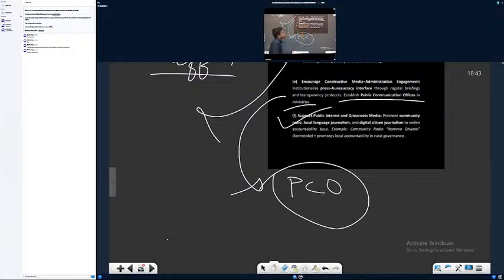Supporting public interest or grassroots media. For example, local language journalism should be done so that people are made aware of these local issues. Because what happens is local news, they only show some event. Okay, this murder, this story happened here, and they'll run it like anything.